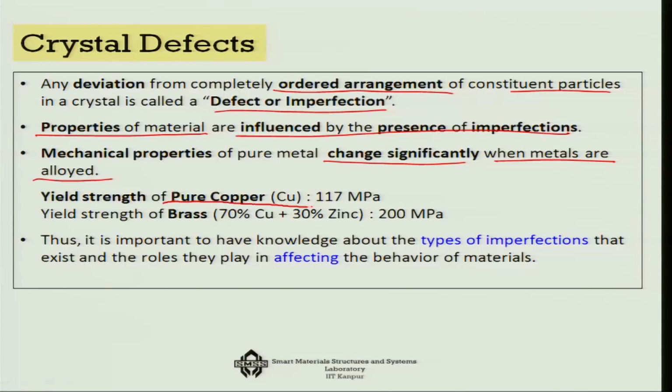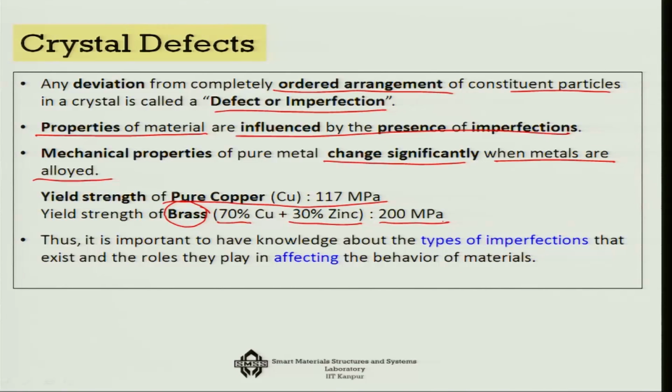For example, when you take pure copper, its yield strength is 117 megapascal, but if you mix copper in a ratio of 70% copper with 30% zinc, you get brass, and the brass's yield strength is 200 megapascal.